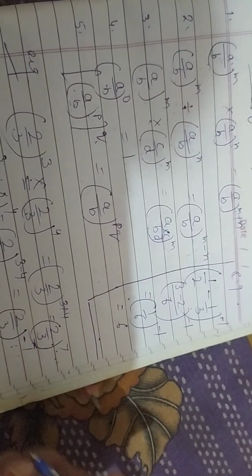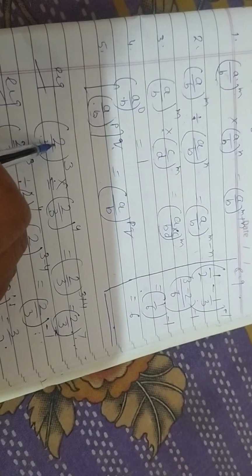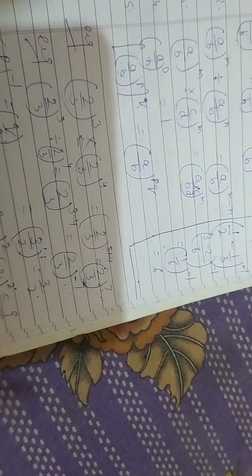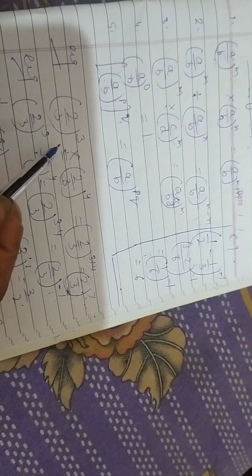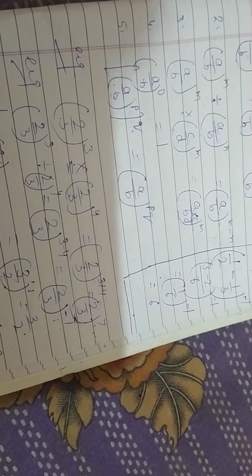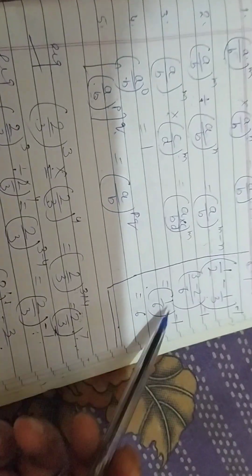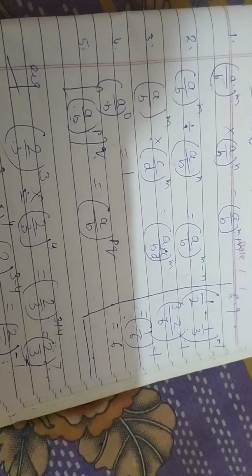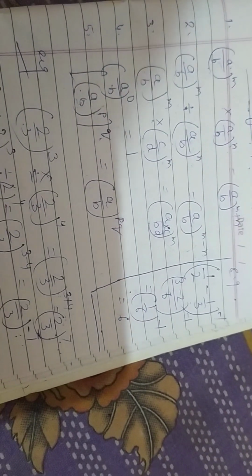Or you can expand it also. Either you can solve by the exponent law, 3 plus 4, or you can expand it also, that is (2/3)^3. You can write it 3 times and then you can solve it also. So learn these laws very well and do the questions of the worksheet also.